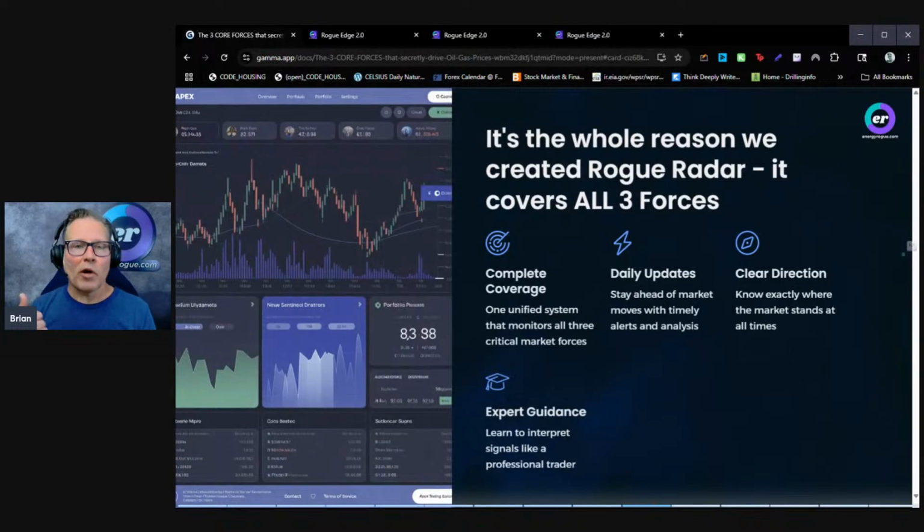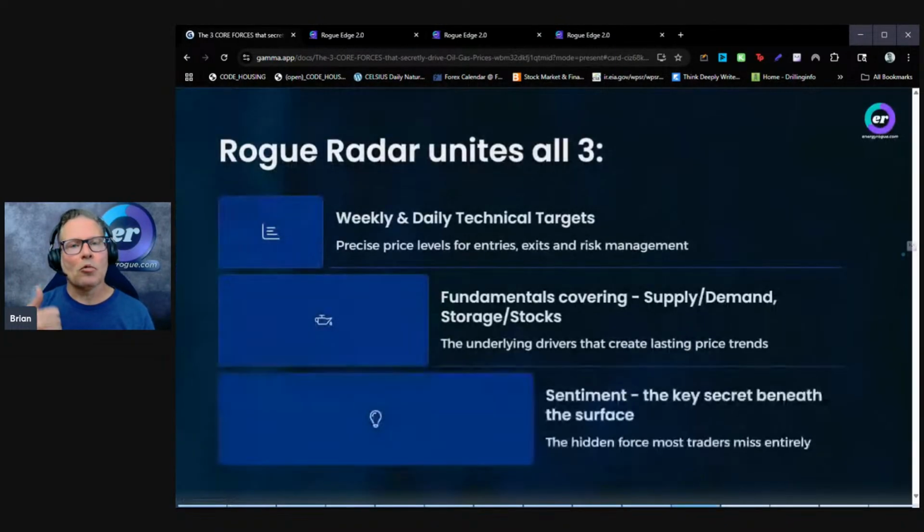So Rogue Radar unites all three with weekly and daily technical targets, fundamentals covering supply, demand, storage, stocks, imports, exports, all of it, and sentiment. This is the secret beneath the surface. This is the nuance. Like I said, the art behind the science.